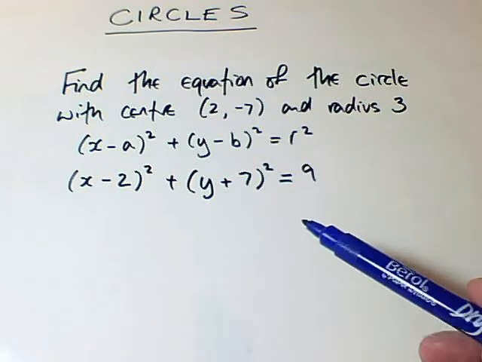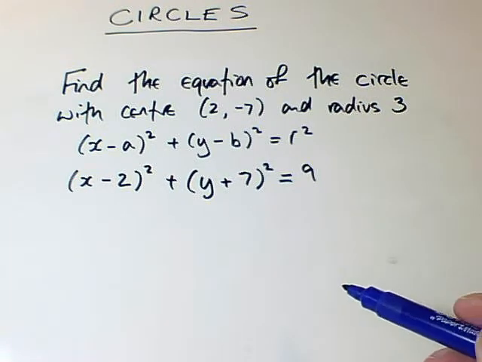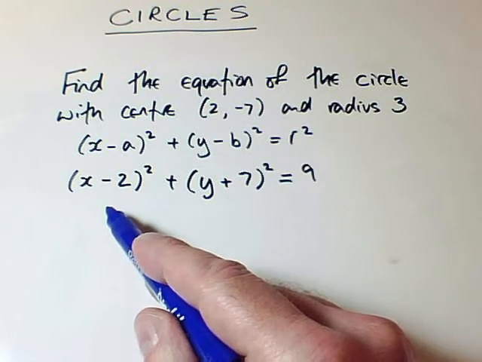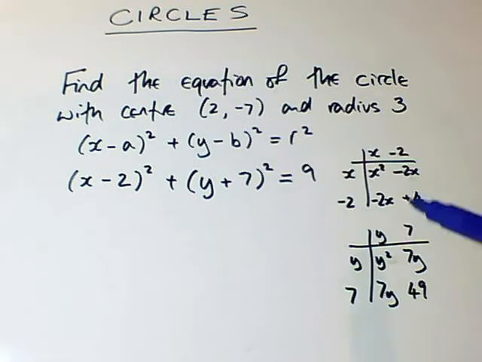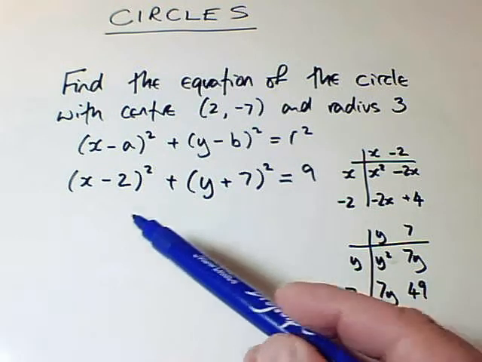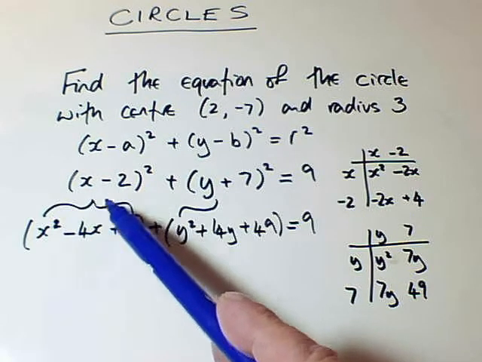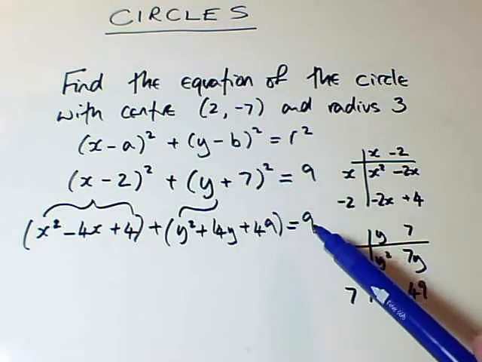This is a perfectly respectable equation of the circle, but sometimes you need to give this in an expanded form. So in order to expand it out we need a couple of grids, one for (x minus 2) squared and one for (y plus 7) squared. So here they are, and writing these terms together and putting them into the equation I get (x minus 2) squares to this bracket, (y plus 7) squares to this bracket, and the 9 just stays as 9.